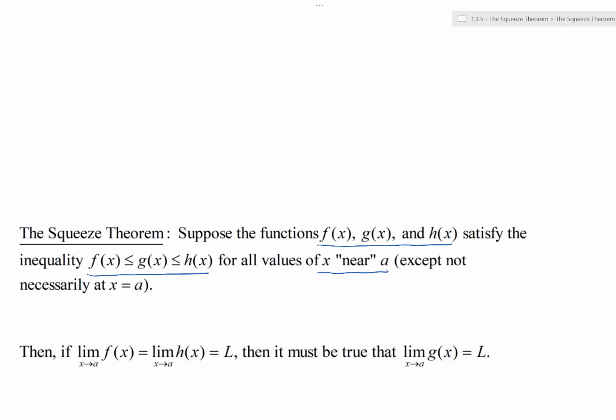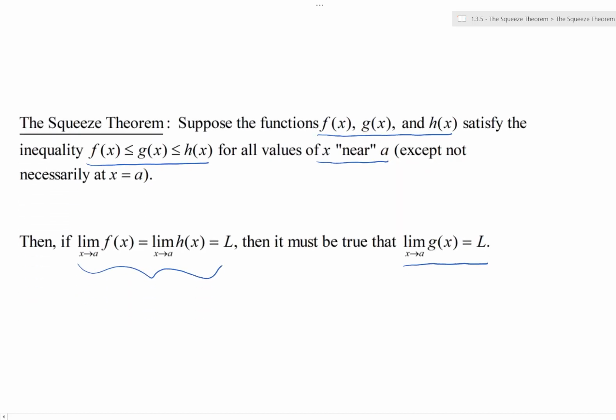So if that's the case, and you also have that the limit as x approaches a of the lower function f of x is the same as the limit as x approaches a of the bigger function h of x, suppose both of those limits equal the same real number L, then it must be true that the limit as x approaches a of g of x is also equal to L.